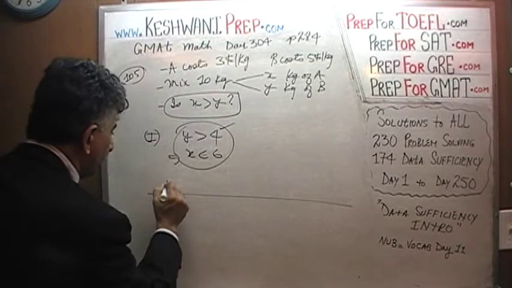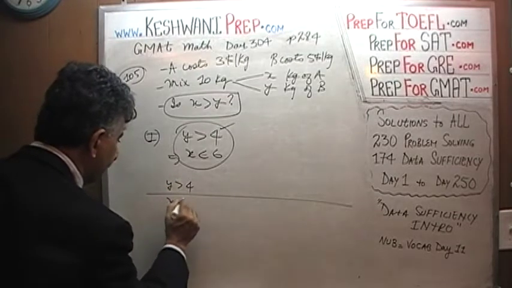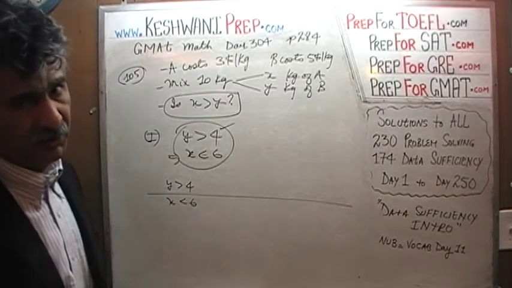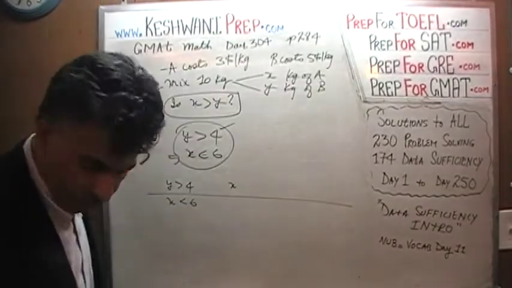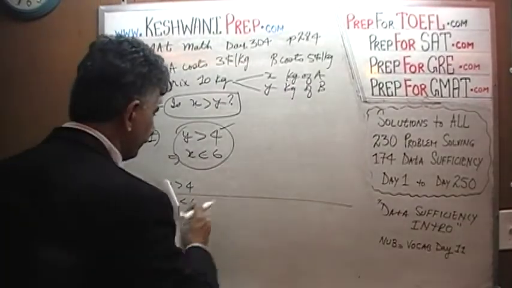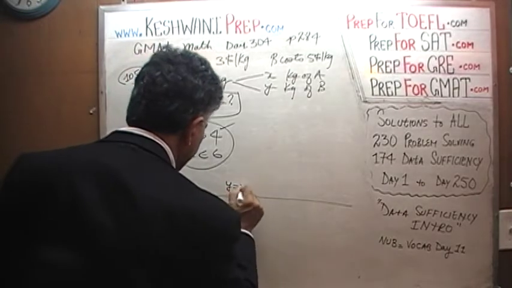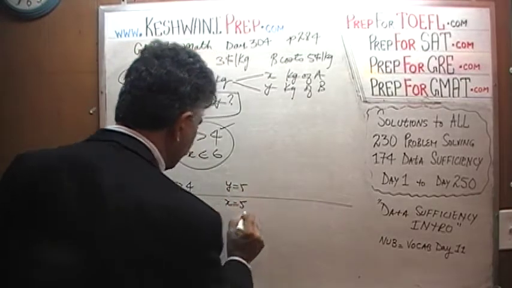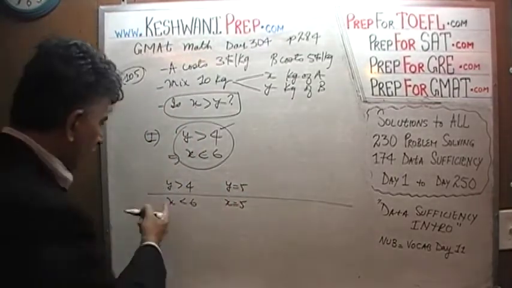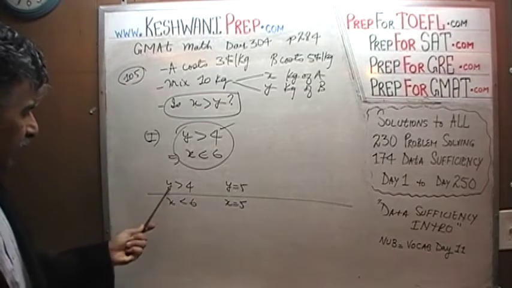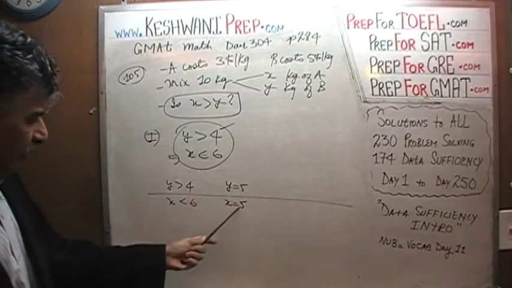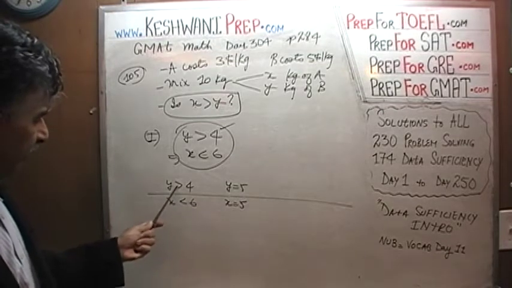So, here's our y, which is more than 4, and here is our x, which is less than 6. Let's start with the simplest scenario, where they both happen to be 5. Don't make it too complicated. If y happens to be 5, then y is more than 4. And if x happens to be 5, then x is less than 6. We are meeting both of these conditions.